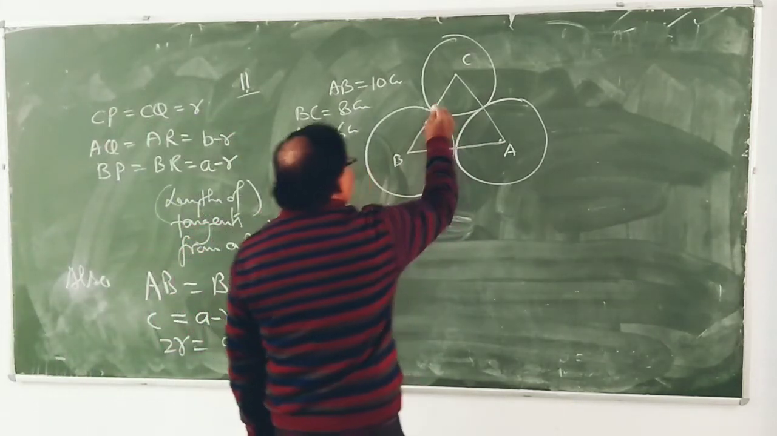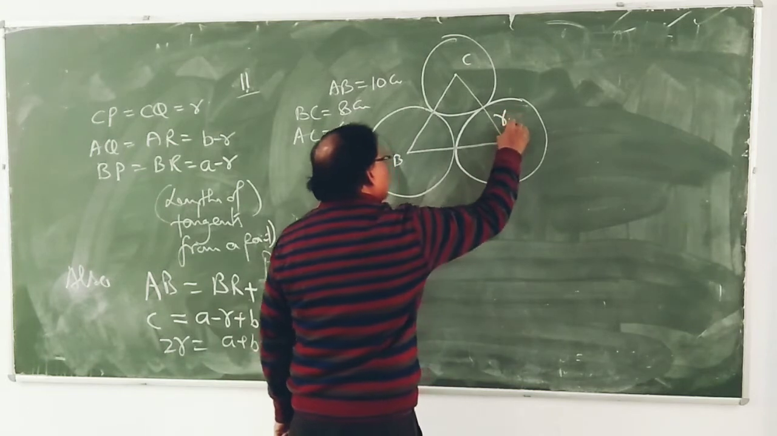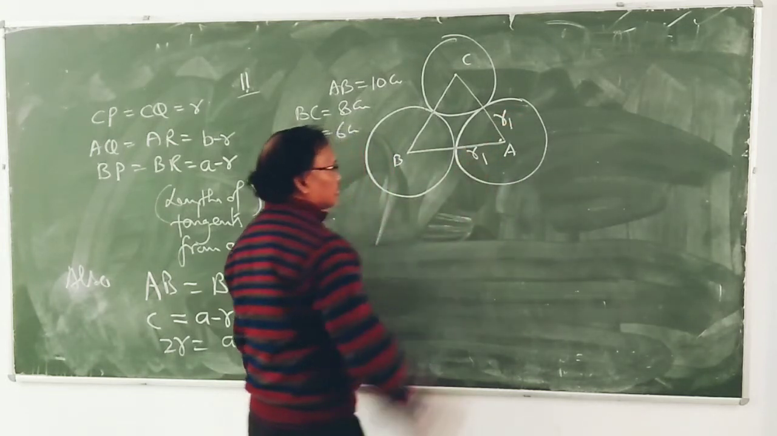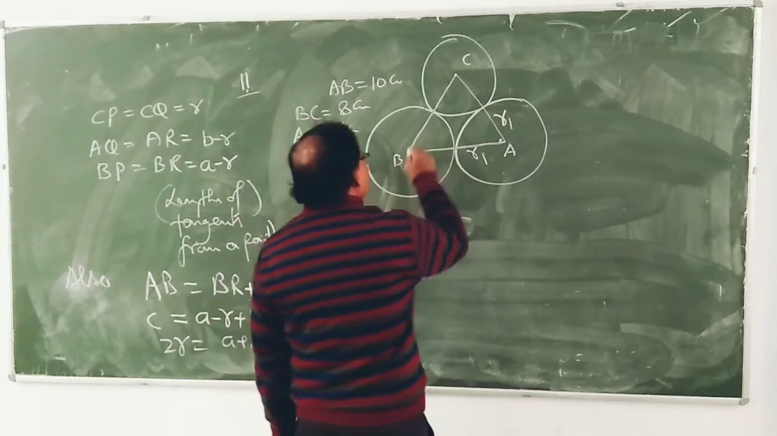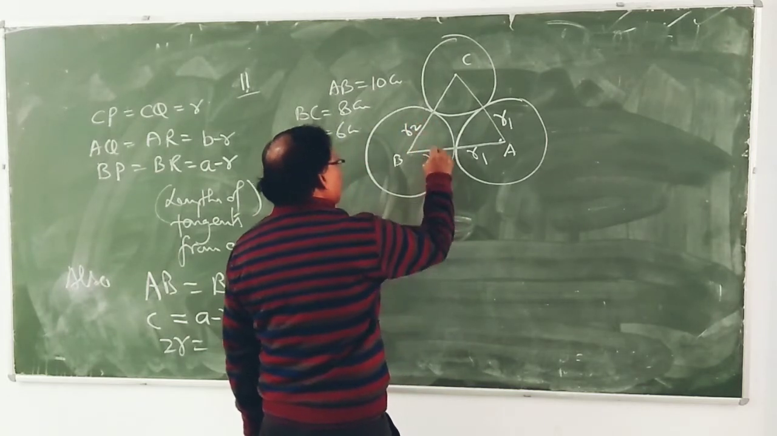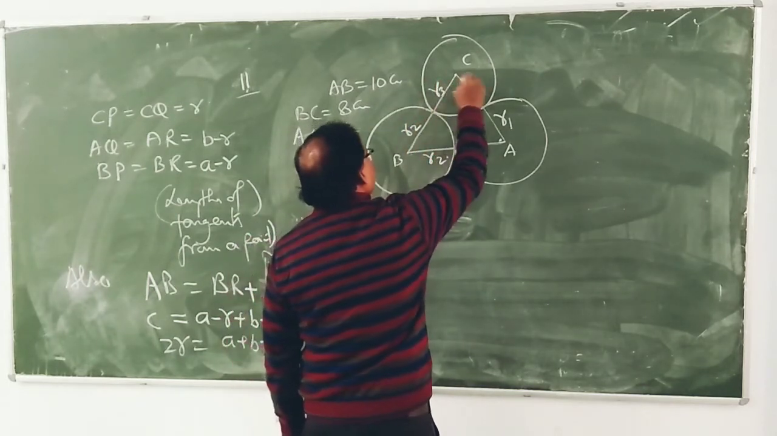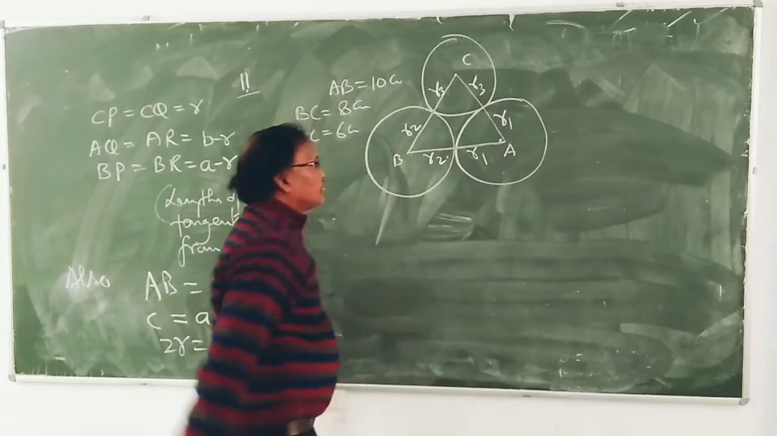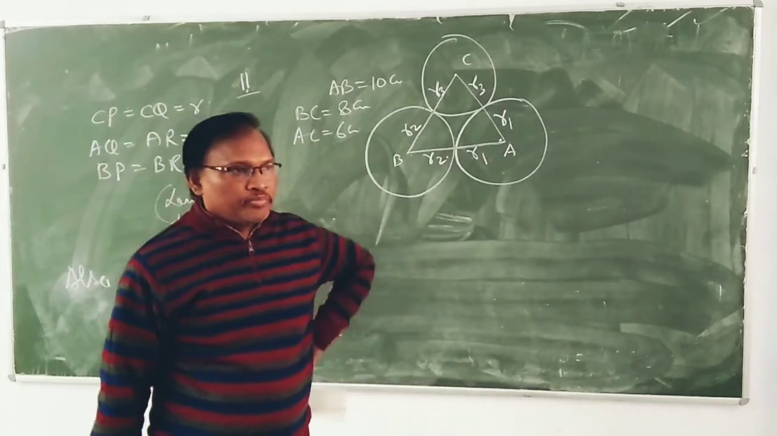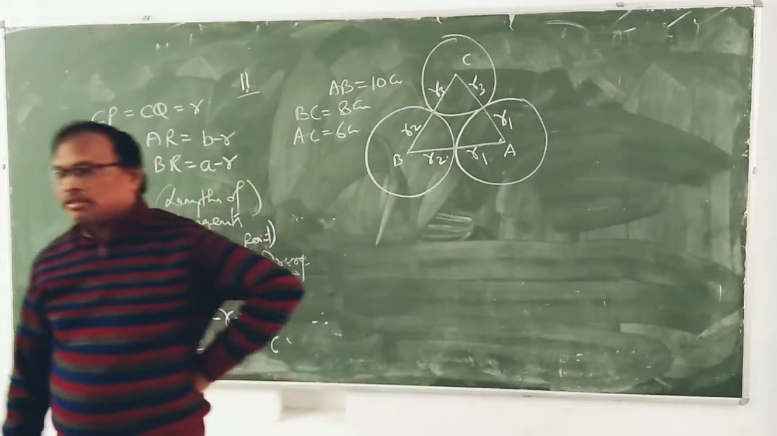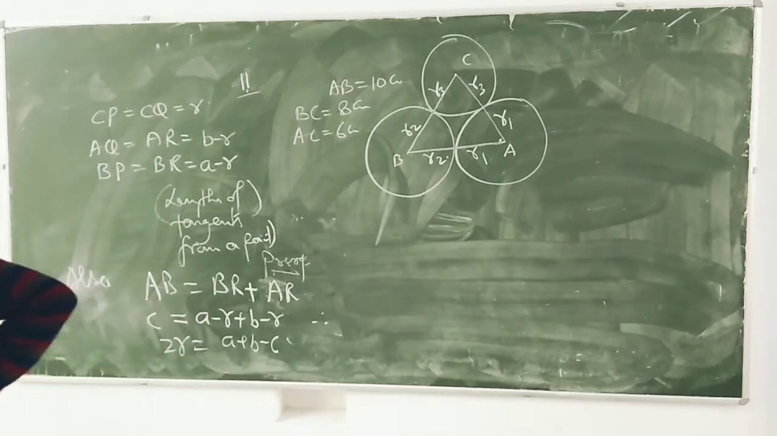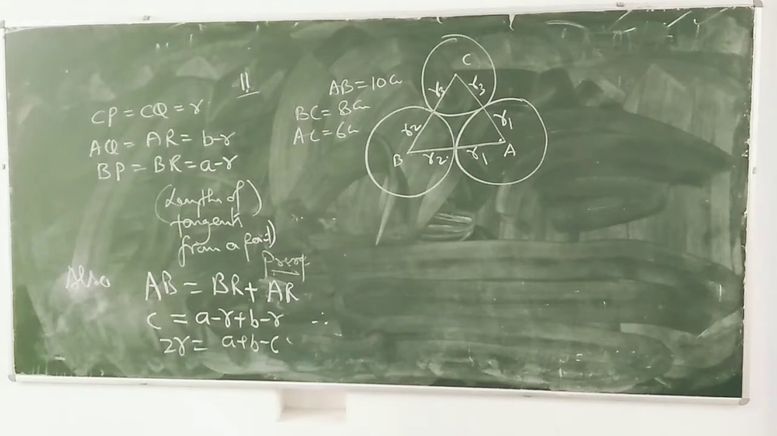For this, let the radius of the first circle be R1. Clear? Radius of the second circle, R2. Third circle, R3. You can write, let the radius of the circles be these. After getting the radius, can you solve for R1, R2 and R3?